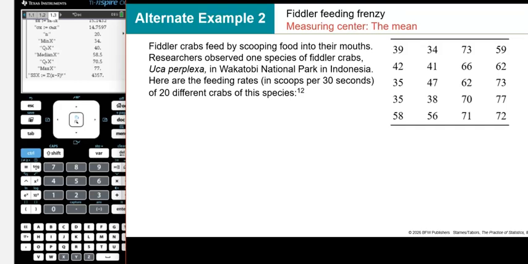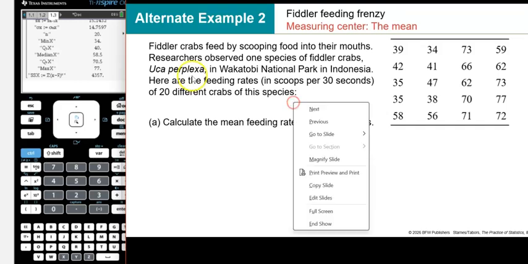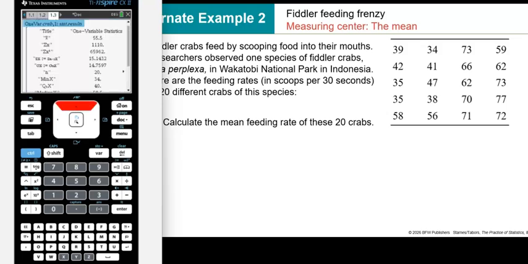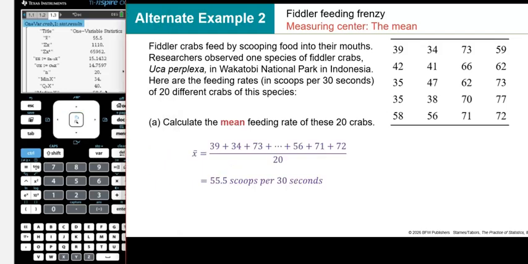Is this the same question? Here are the feeding rates of that. Calculate the mean. So again, we already did this on the calculator, because when we did one variable stat, you can see the x bar is 55.5. But if you want to do it by hand, you'd add up all the terms and then divide by 20, the number of terms, and you'd get 55.5.